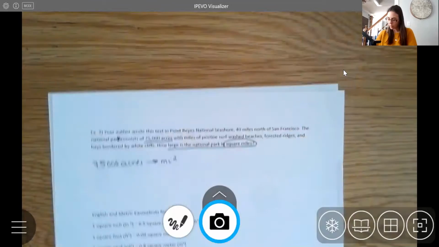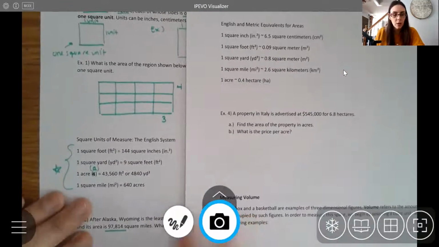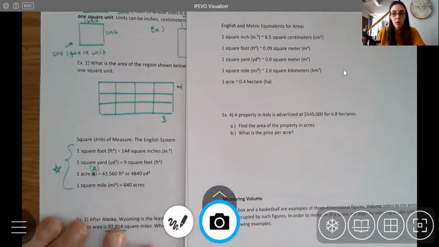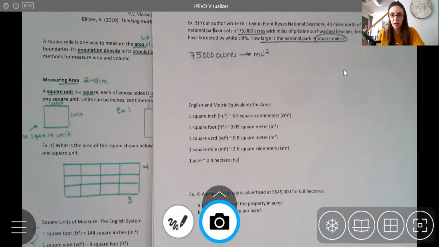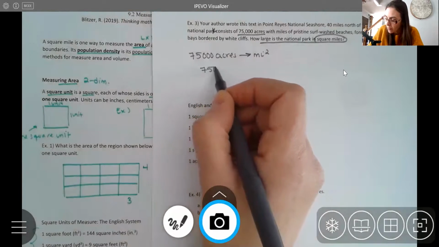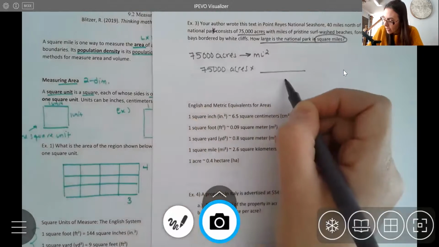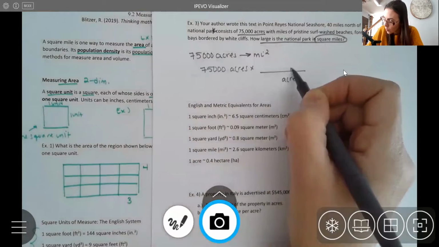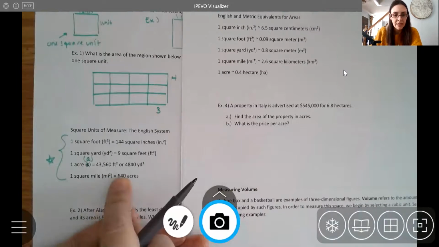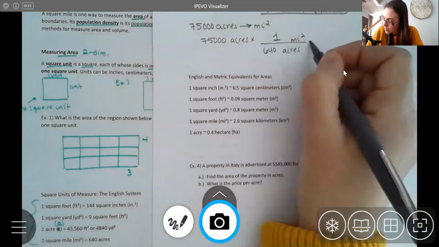If I go to the page before, I'm going to see if I have a conversion there to help me. Here I see that 640 acres is the same as 1 square mile. So I do have the conversion, which is great, so I don't have to do a middle step. I have my 75,000 acres, and I want to go towards square miles. So 1 square mile is 640 acres.